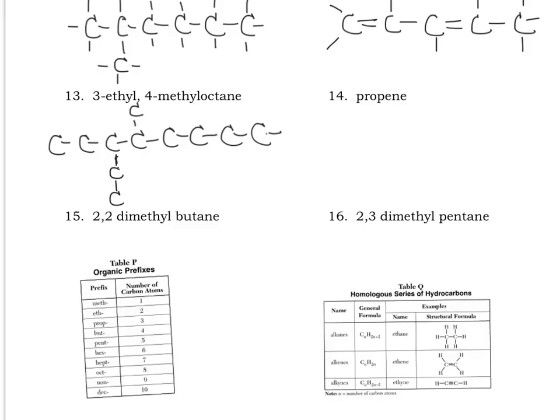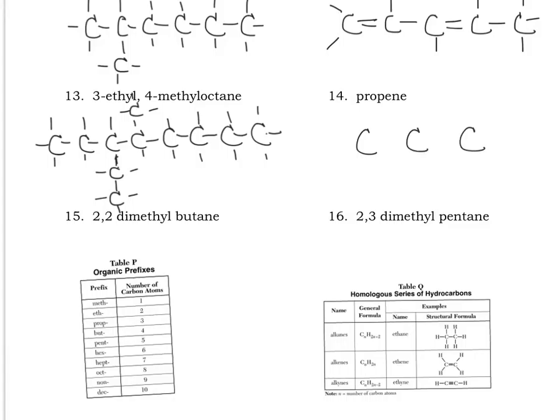And then I just need to make sure all my carbons have 4 bonds. 1, 2, 3, 4, 1, 2, 3, 4, 1, 2, 3, 4, and so on. Don't want to lose points for that. And we're done. Next one, we have prop, or 3 carbons.